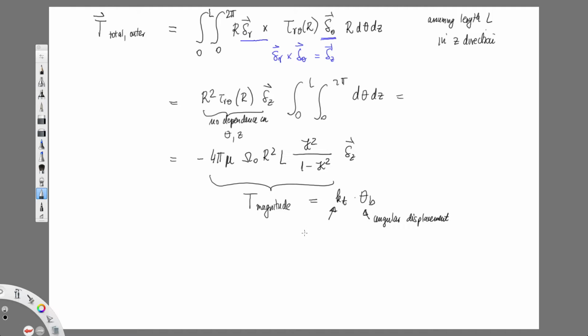And this is a known torsion constant. So it suffices to say that this is something that I know from my instrument. The moment I calibrated the instrument, I have this. So this is something I have after calibrating my viscosimeter.